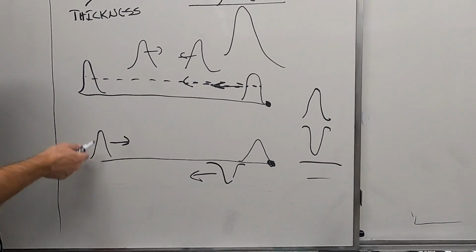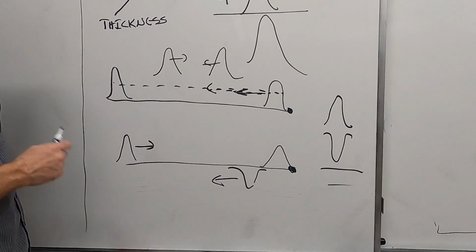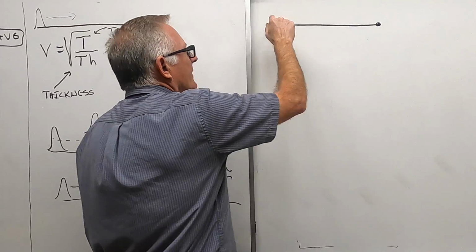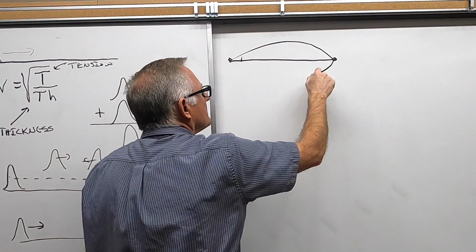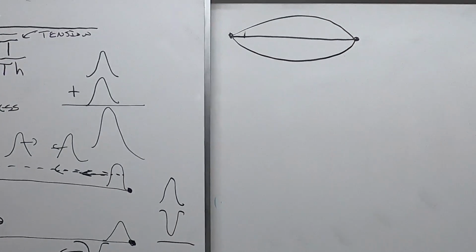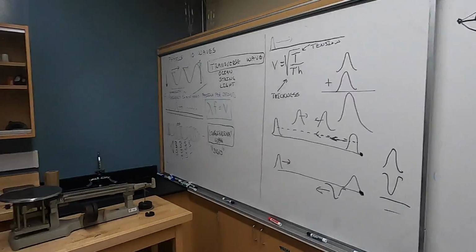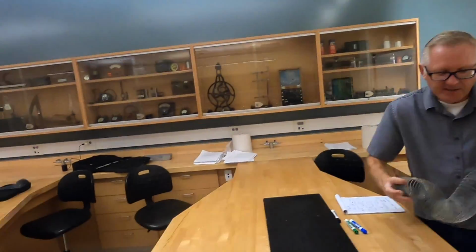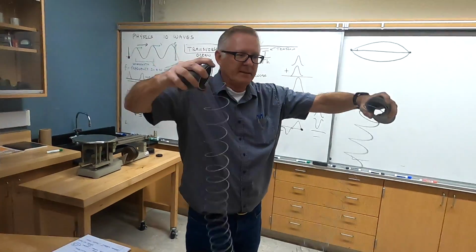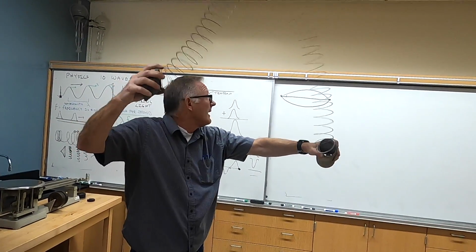If I keep shaking it faster and faster, eventually I'm going to hit what's called a standing wave. And I'm going to get this wave to look like this. Right there. And we can see it with this slinky right here. Hopefully I can move it fast enough. So if I move it fast enough, right there. You see right there? It looks like that picture right there.